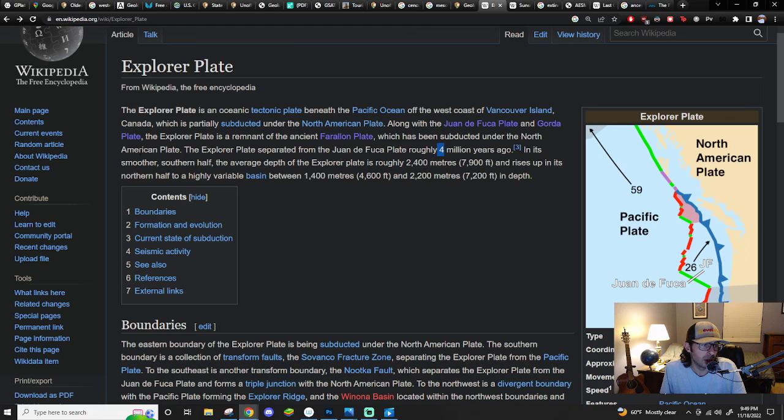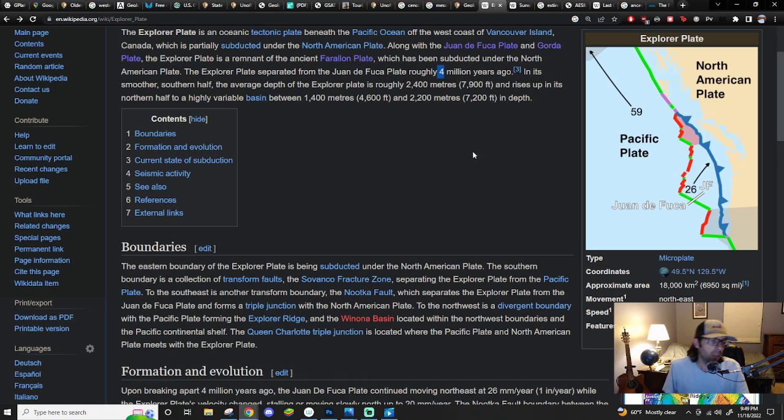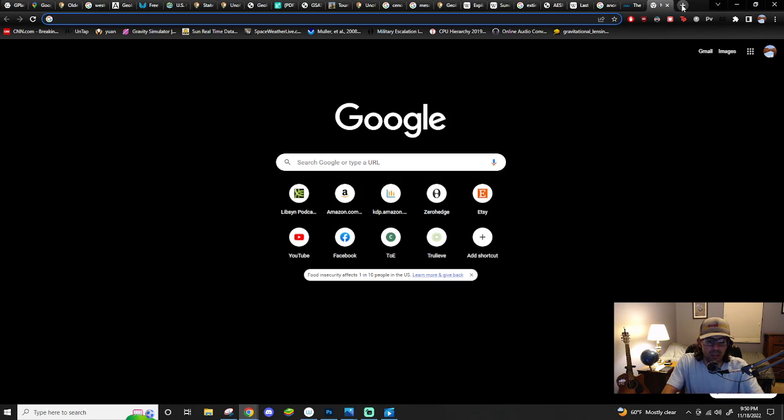The average depth of the Explorer plate is roughly 2,400 meters and rises up in its northern half to a highly variable basin between 1,400 meters and 2,200. Eastern boundary of the Explorer plate is being subducted under the North American plates.